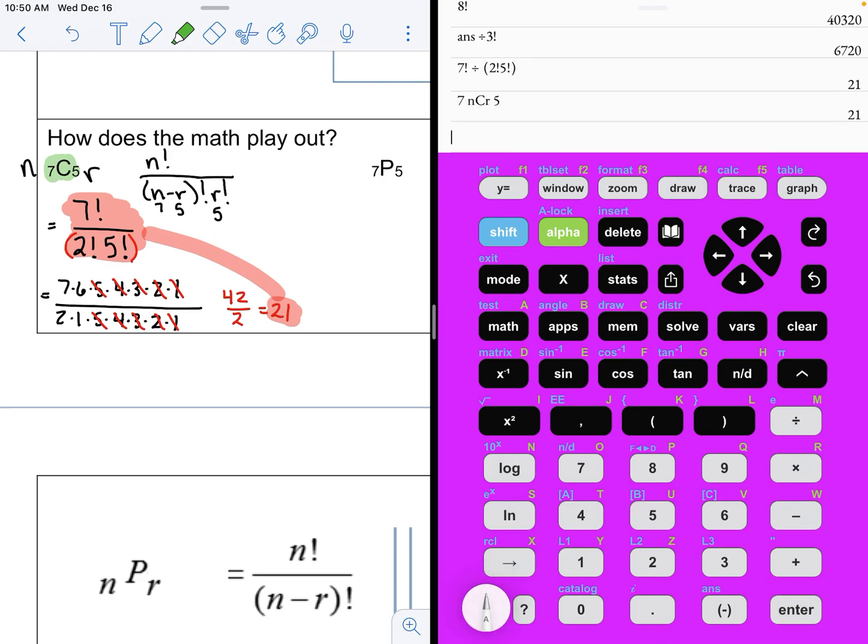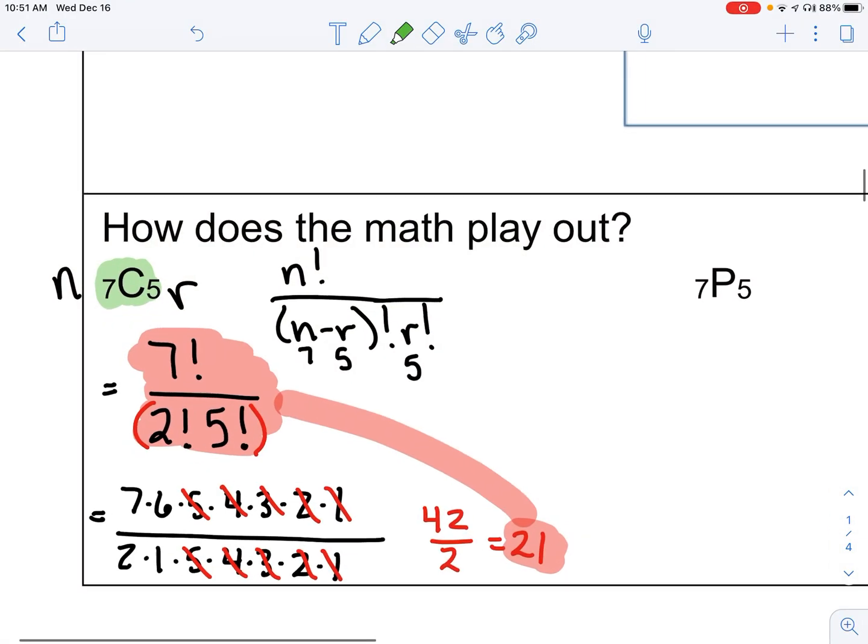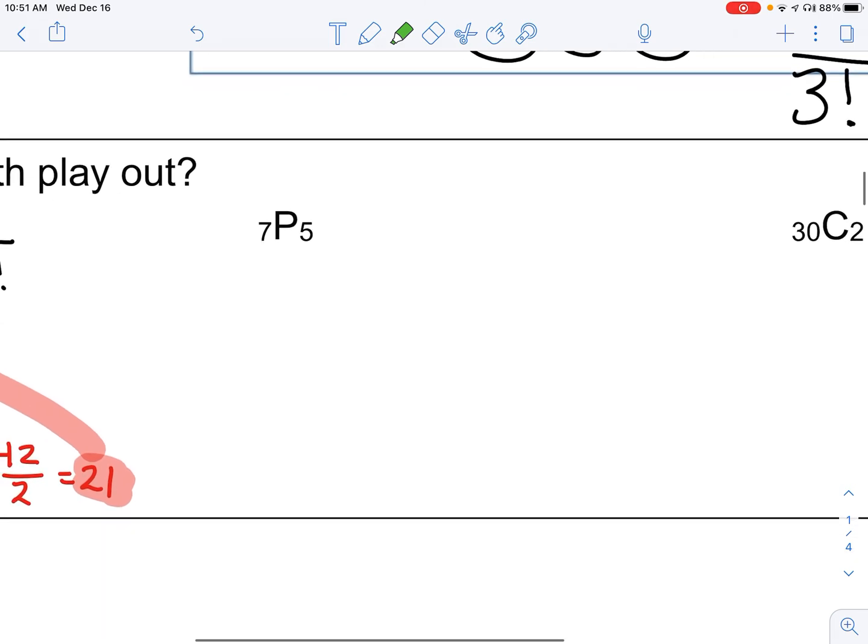Hit enter and you get 21. So your calculator will do all the math for you. Now, I feel like it's my job as your teacher to show you how the math works out, okay? As a math teacher, I should show you how the math plays out. So let me show you a permutation one.